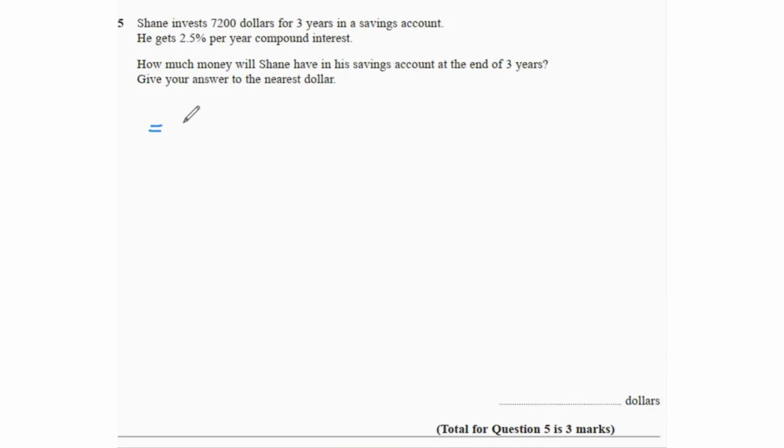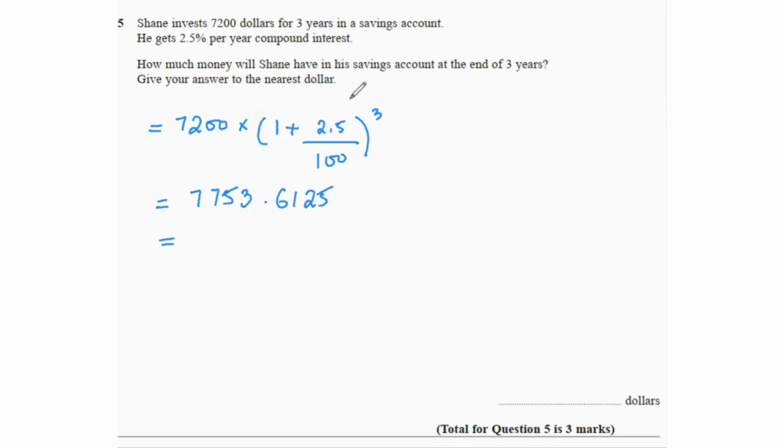So 7,200, which is the initial amount, times 1 plus 2.5 over 100, and then to the power of 3. So first we begin with dividing 2.5 by 100, then add that to 1, so that's 1.025. 1.025 is raised to the power of 3 and then multiplied by 7,200, which gives us 7,753.6125. Correct to the nearest dollar, it's going to be $7,754. That's your answer.